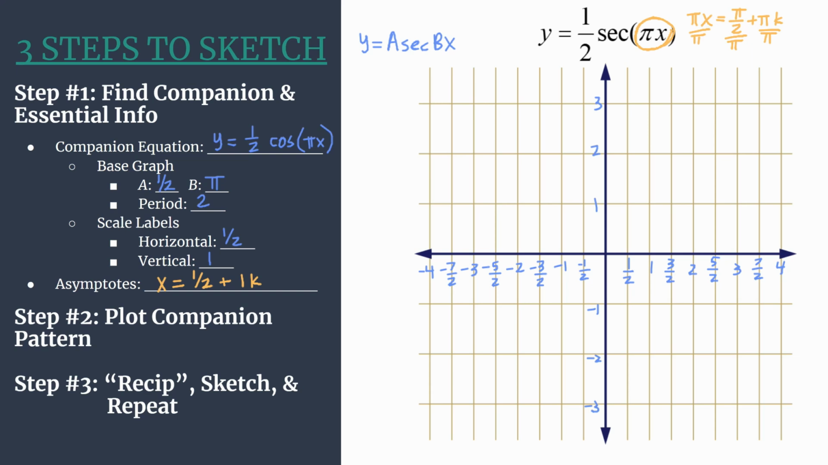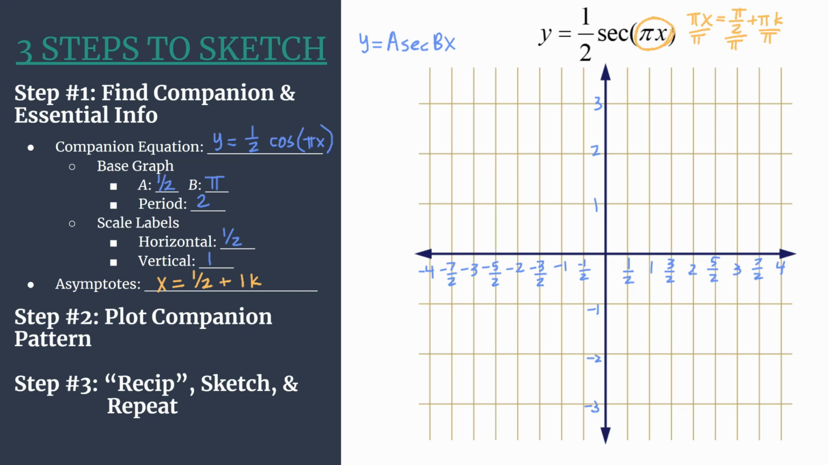So when we get to step 3 and we're plotting our finished graph, that should match with our asymptote generating equation. All right, now we're on to step 2. We're going to plot our companion pattern. So essentially we're graphing the companion equation. I'm going to use light blue. Make sure you mark this lightly. This is not our final graph, just our companion pattern to help get us there.